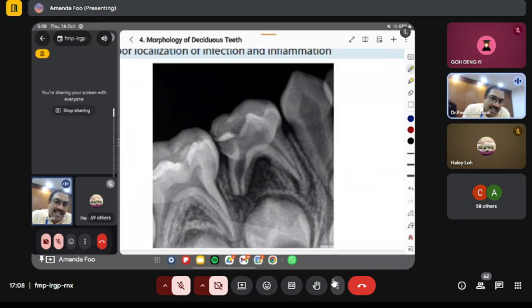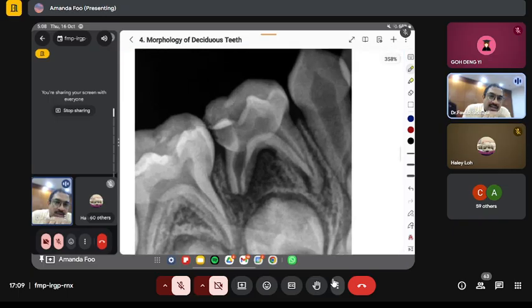Can anybody tell me why the mesial root canals are nice and smooth, but in the distal one we got a radiolucent bulge in the distal root? What is it called? This kind of radiographic image is called internal resorption. Okay, so this tooth is typically showing internal resorption. So the tooth is resorbing from the inside.